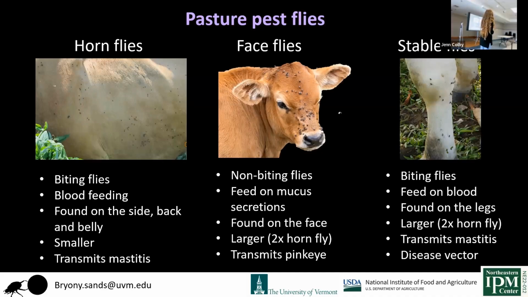And then finally, stable flies, they're more of a premise fly, so they breed in bedding and stuff, but we do find them out on the pasture, so I wanted to include them. They are also blood feeding, they're found mostly on the legs, and they can also transmit mastitis and act as a vector for other diseases, so they can be quite nasty.